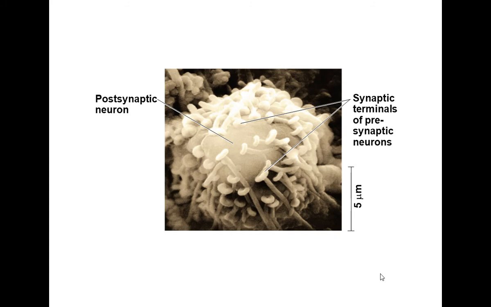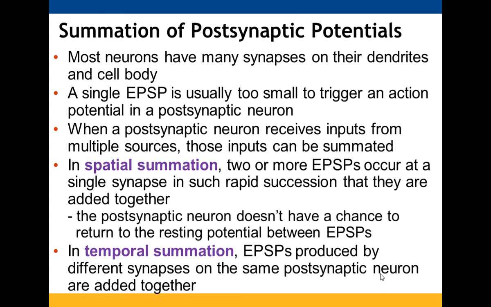So there are synaptic terminals of presynaptic neurons, and you've got a whole bunch of them that are right next to that postsynaptic neuron. So sometimes you can have multiple postsynaptic potentials play a role at the same time. A lot of neurons have multiple synapses on their dendrites and cell body. One EPSP or one IPSP is typically going to be too small to generate an action potential in a postsynaptic neuron. But if they get it from multiple sources, then those can be summed together and result in additional action potentials.